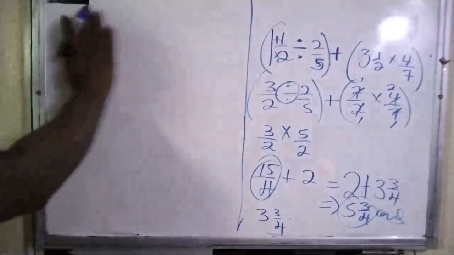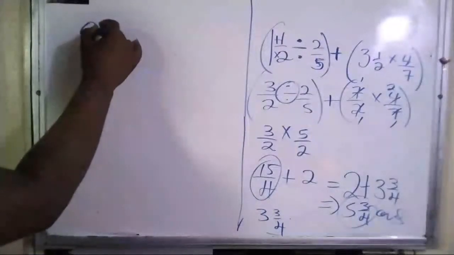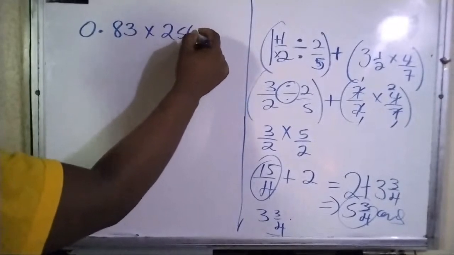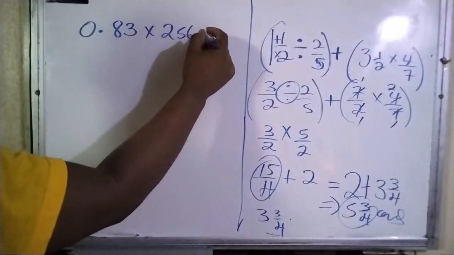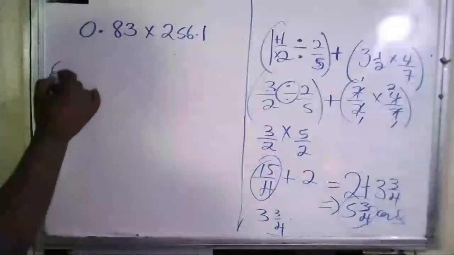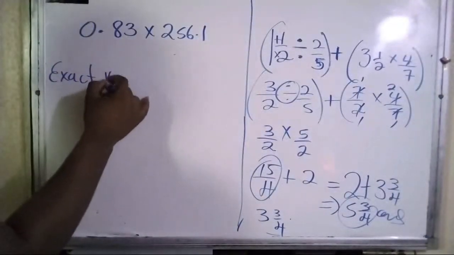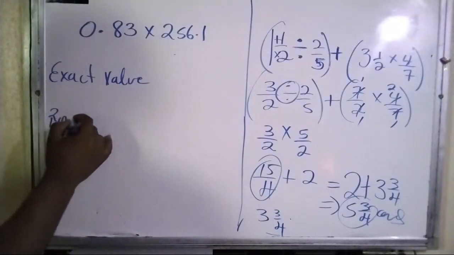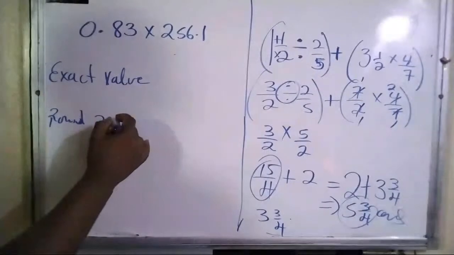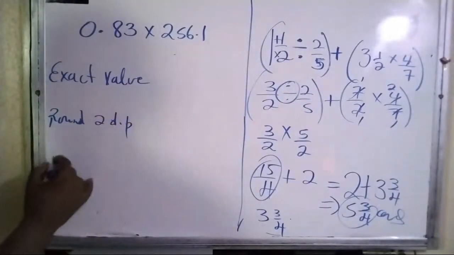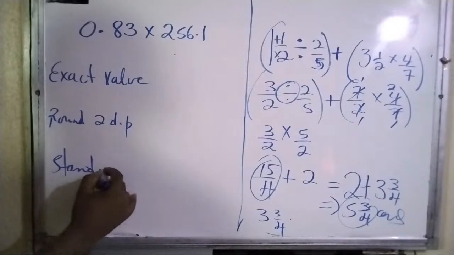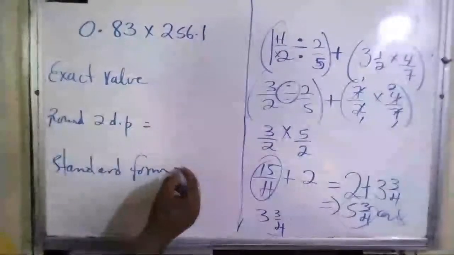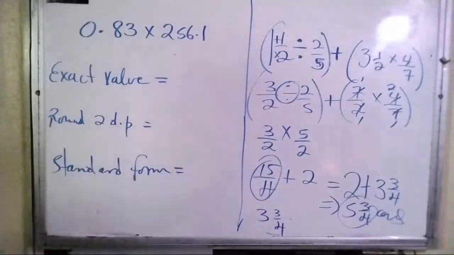Look at this one now, guys. Use a calculator for this. I want you to do the exact value, then round off to 2 decimal places. And then the next thing, standard form. Let's go. You can go a little bit beyond that, alright?